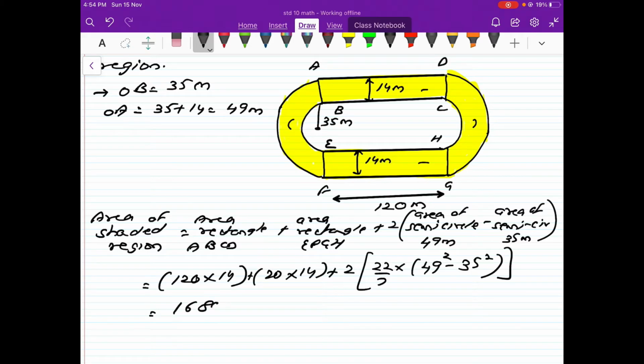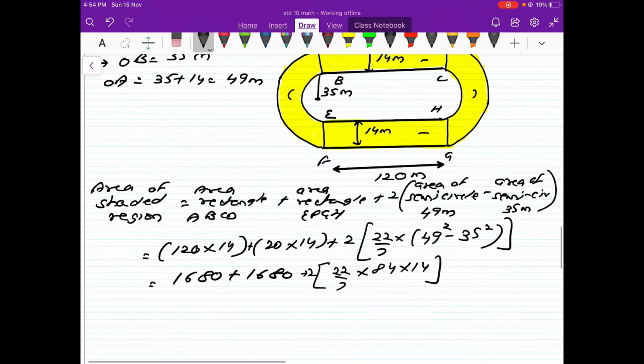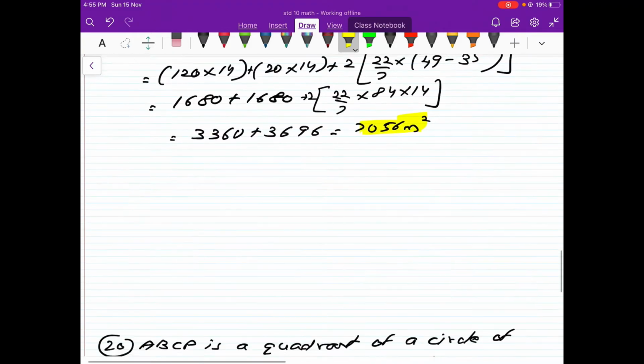So this is nothing but 1680 plus 1680 plus, 2 will go inside, so this is 22 by 7 into this is a square plus b square, so 49 plus 35 into 49 minus 35, so we are getting 84 into 14, so this is 3360 plus this is 3696, so the total area of the athletic track is 7056 meter square. Now we come to the 20th sum.